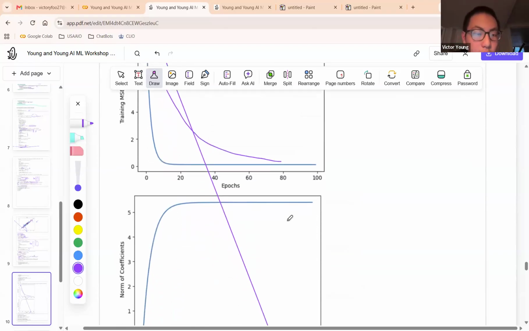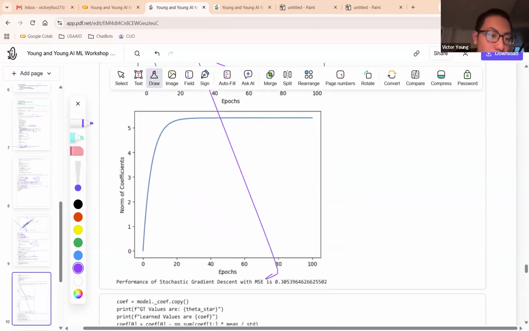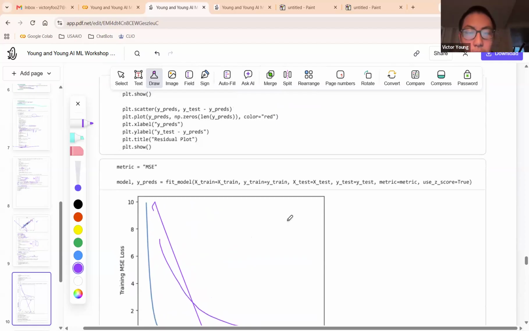The loss is decreasing. And here's just the norm of the coefficients, just to show you that we started from 0, right? I said we initialized with 0. But gradually, we actually came to a stable value. We converged. So that's what the norm of coefficients is saying.